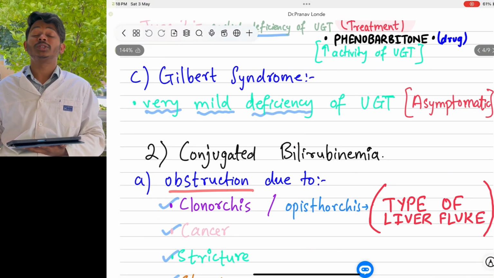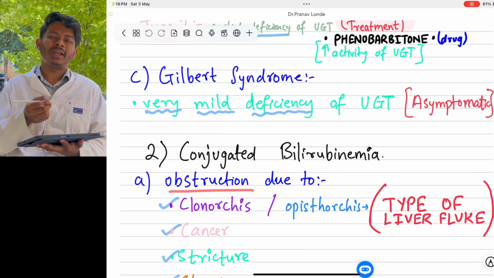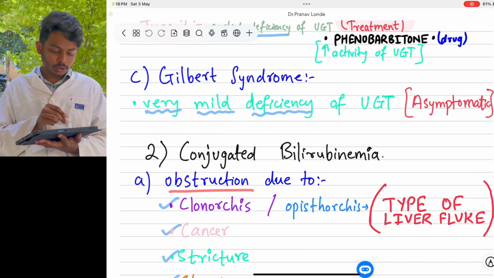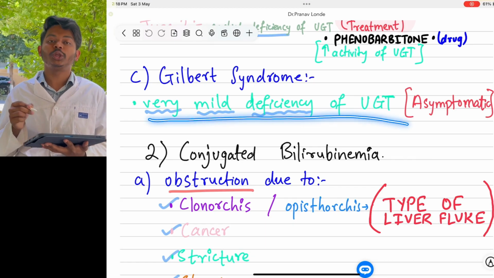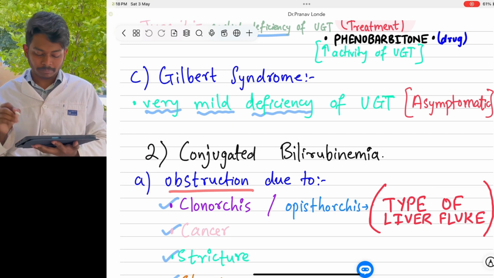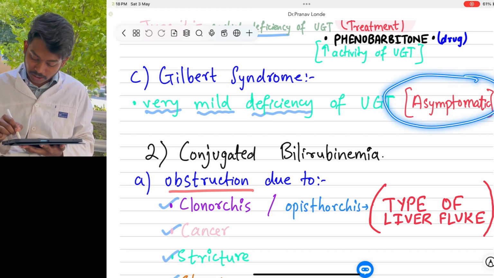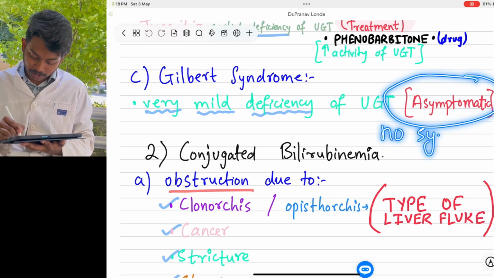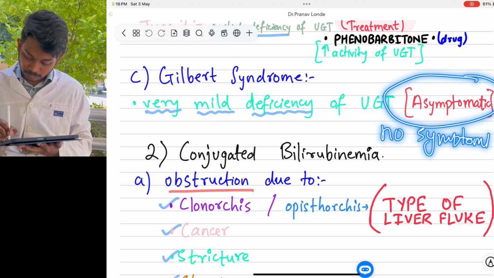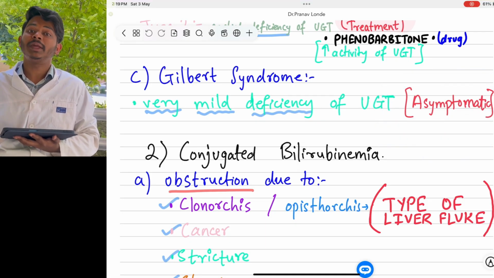Next is also a syndrome called Gilbert syndrome. This is also the same as Crigler-Najjar syndrome. Gilbert syndrome is a very mild deficiency of UGT. There is a little bit of deficiency of UGT, but the main point to remember is that the patients are asymptomatic. That means the patient will show no symptoms. This is very important to know in Gilbert syndrome, that patients will be asymptomatic.